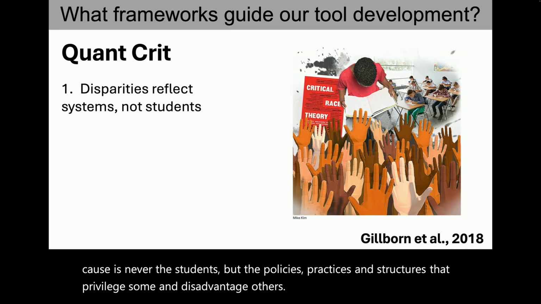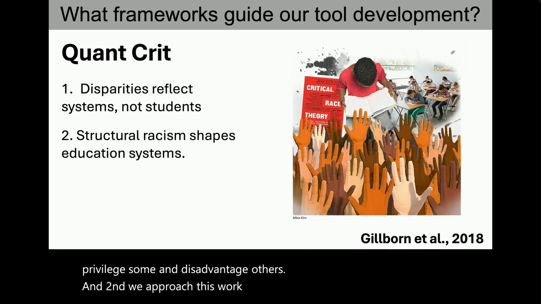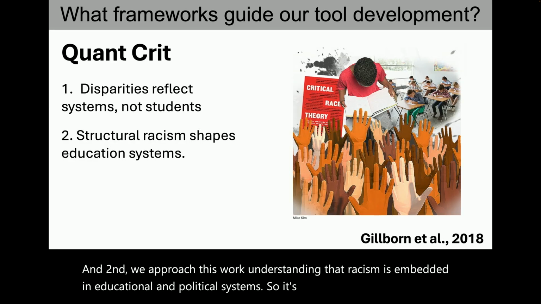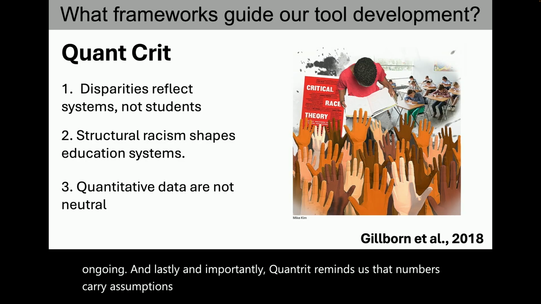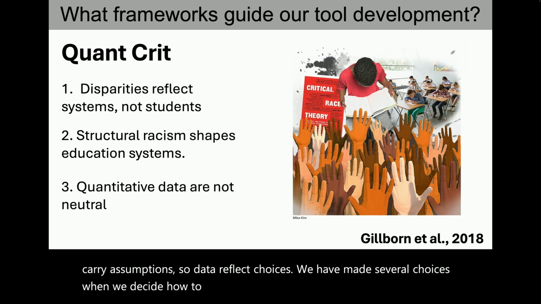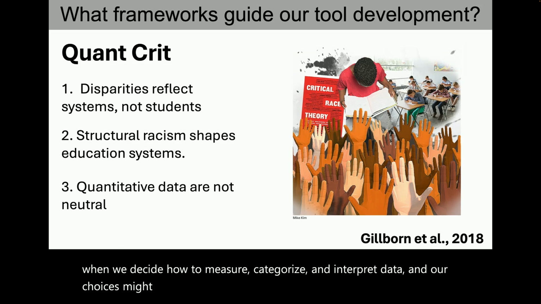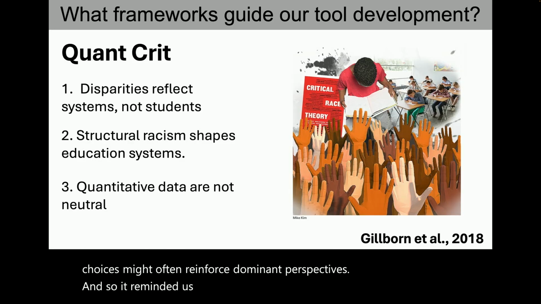And second, we approach this work understanding that racism is embedded in educational and political systems. So it's not incidental, it's systemic and ongoing. And lastly, and importantly, QuantCrit reminds us that numbers carry assumptions. So data reflect choices. We have made several choices when we decide how to measure, categorize, and interpret data. And our choices might often reinforce dominant perspectives. And so it reminded us to question how or why we are making certain decisions.